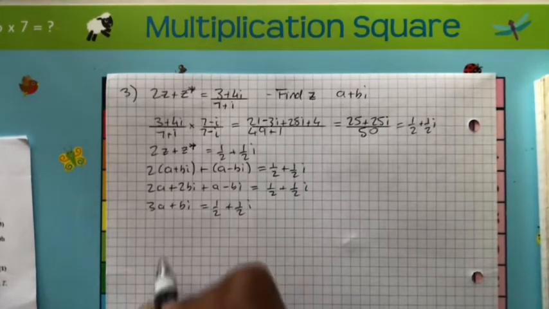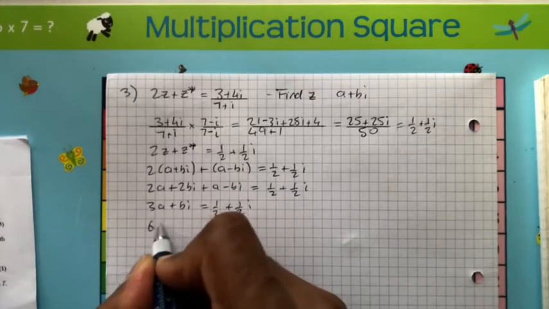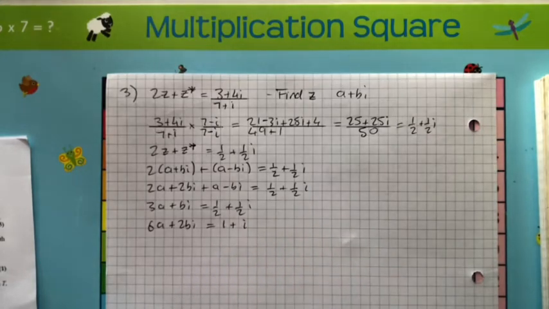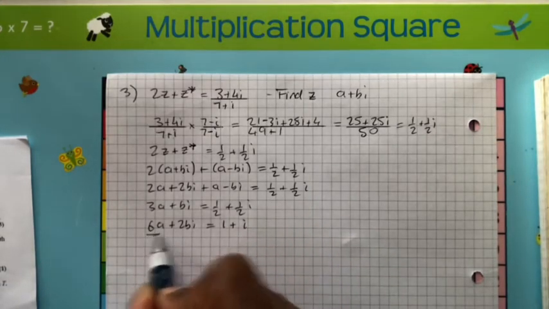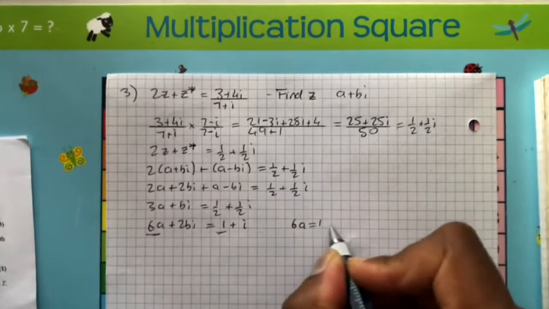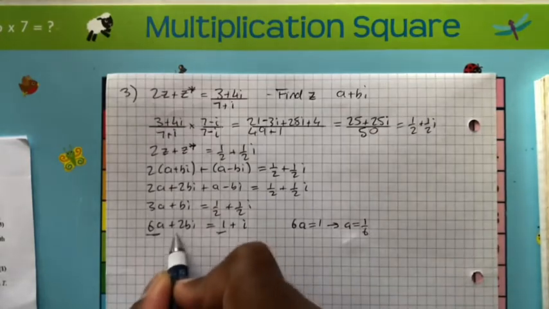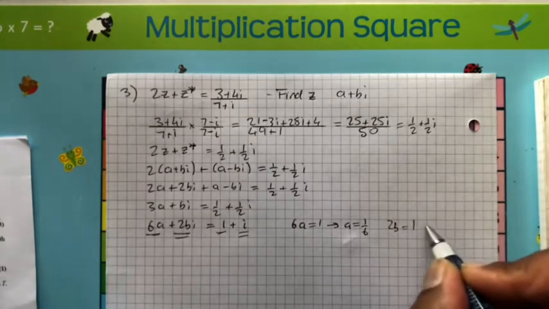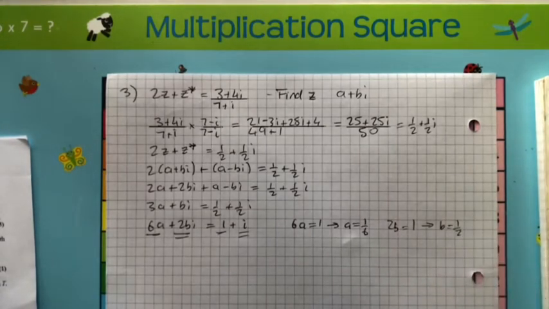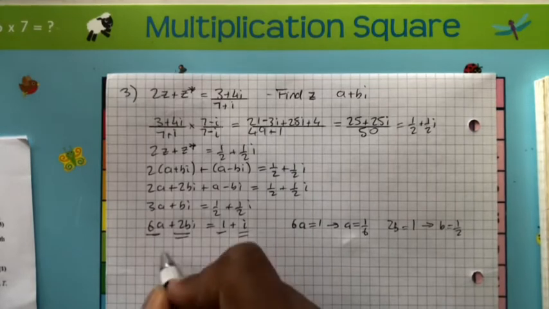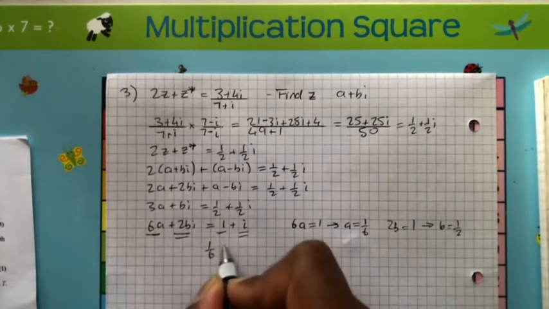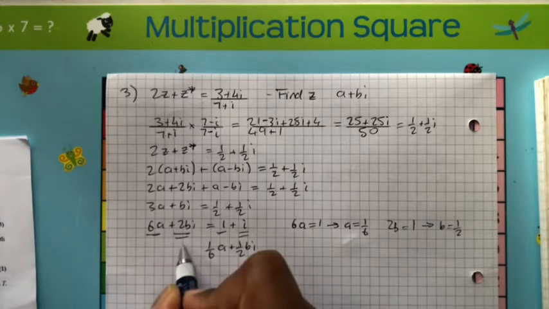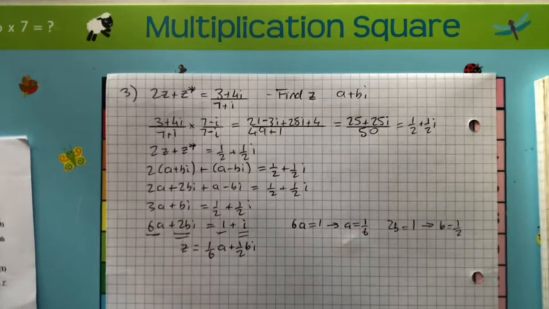Okay, so I'm just going to multiply by 2 throughout, so that gives us 6a plus 2bi equals 1 plus i. So let's compare the real parts. 6a equals 1, a equals 1 over 6, and the imaginary parts, 2b equals 1, which gives that b is equal to a half. So that will give us 1/6 plus a half i as our value of z.